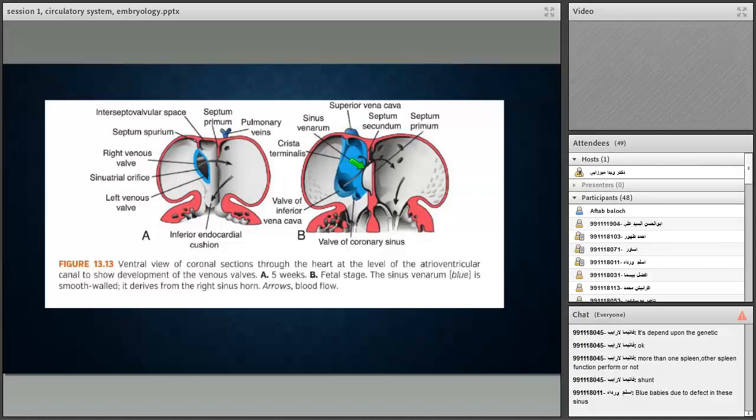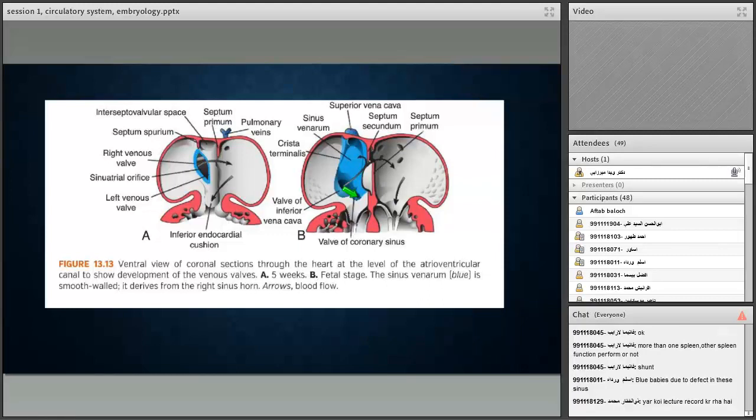The superior part of the right venous valve disappears entirely. By attaching these two parts into the interatrial septum, the superior portion will disappear entirely, but the inferior part will develop into two parts: a valve for the inferior vena cava and a valve for the coronary sinus.